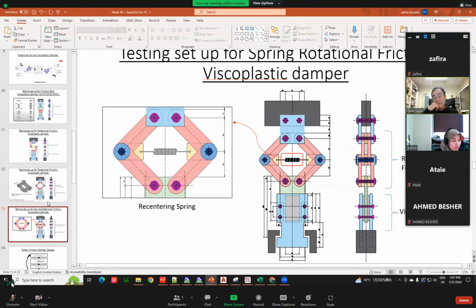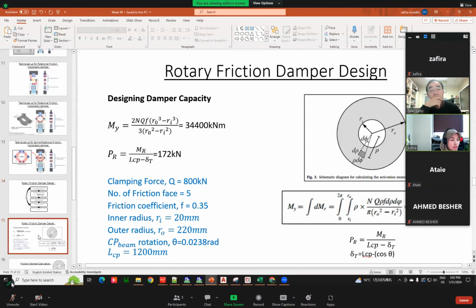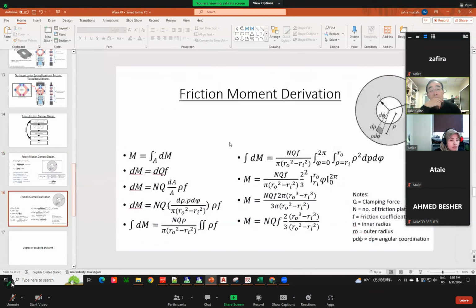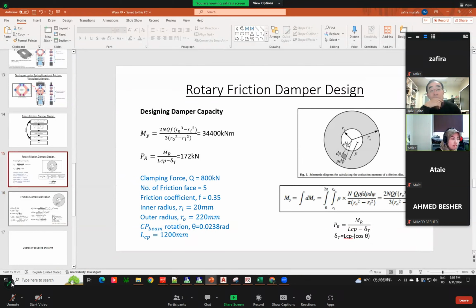Oh, okay. Interesting. And I also looked up how to design the damper. First of all, we have to identify the capacity we need, and then the stiffness, including the friction and viscoelastic, and how much threshold drift we need. We use this formula. This is the calculation that I did, and this is the derivation that you asked for previously. It's based on the surface area of the disc and the rotation. Then we calculate the moment of friction, and we can also identify the force of the friction.